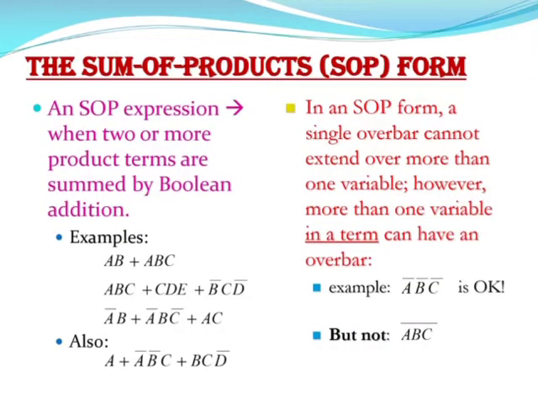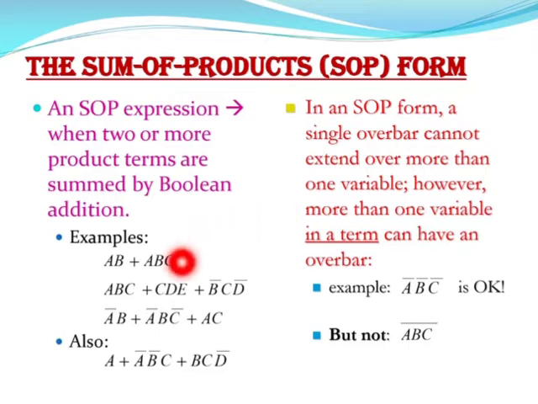Sum of products, that is SOP. The sum of product form. An SOP expression is when two or more product terms are summed by Boolean addition. For example, AB + ABC, ABC + CDE + B̄CDĒ, then ĀB + ĀBC̄ + AC, and also A + ĀB̄C + BCD̄.